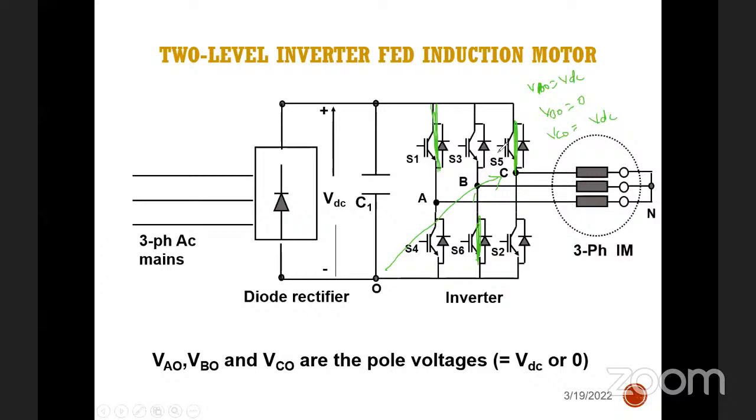But at a time, we have to turn on any three switches, from the three legs. Top, top, bottom; bottom, top, top; like that, we have to turn on different switches. If we turn on the different switches in a different sequence, we are going to get different pole voltages, VA0, VB0, VC0, in different ways.